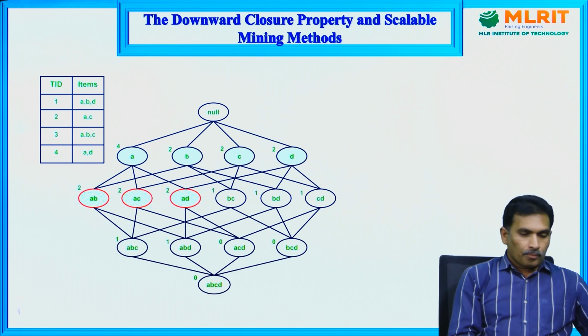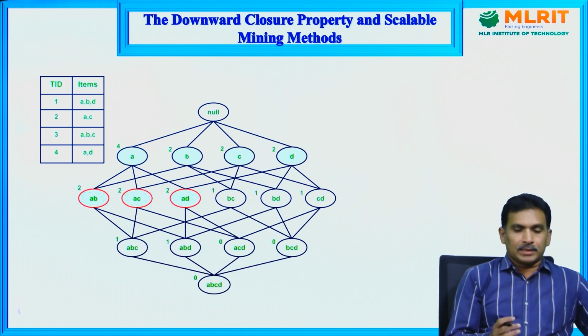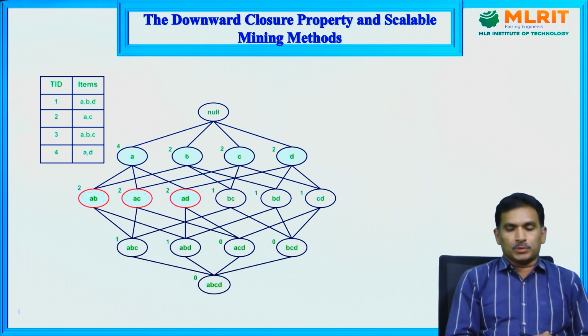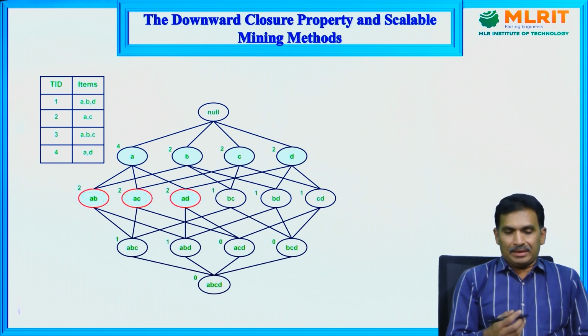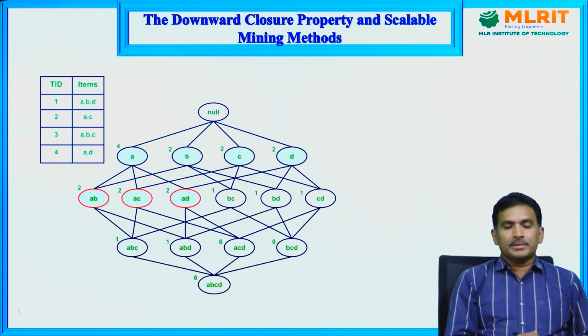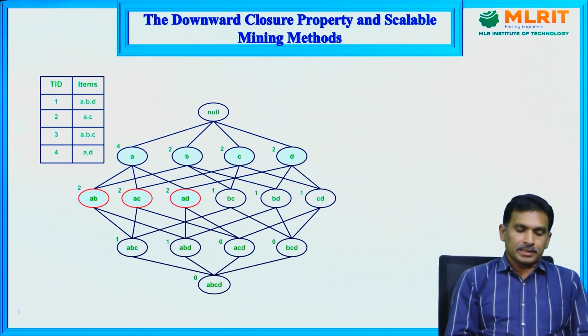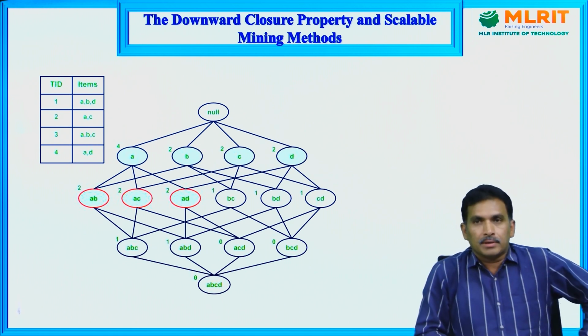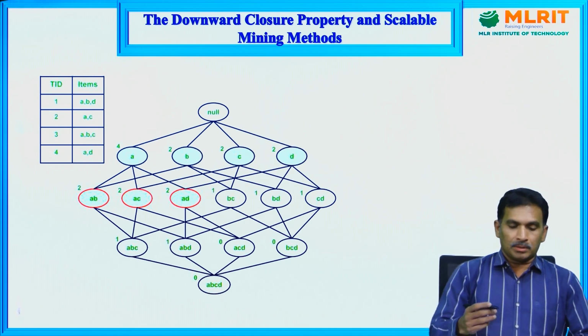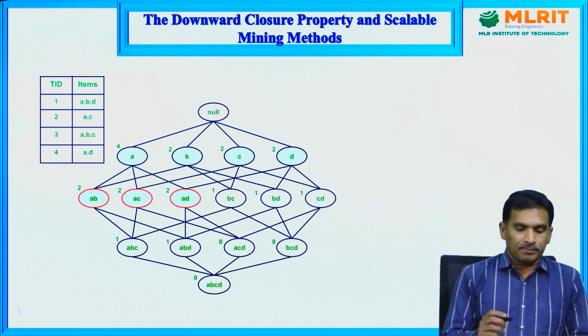So now, before we discuss what are the algorithms to find out these frequent item sets, let us again quickly recall what we mean by this downward closure property. Because as I said, when the number of unique items in a transactional database is more, the possible number of item sets will be very high.